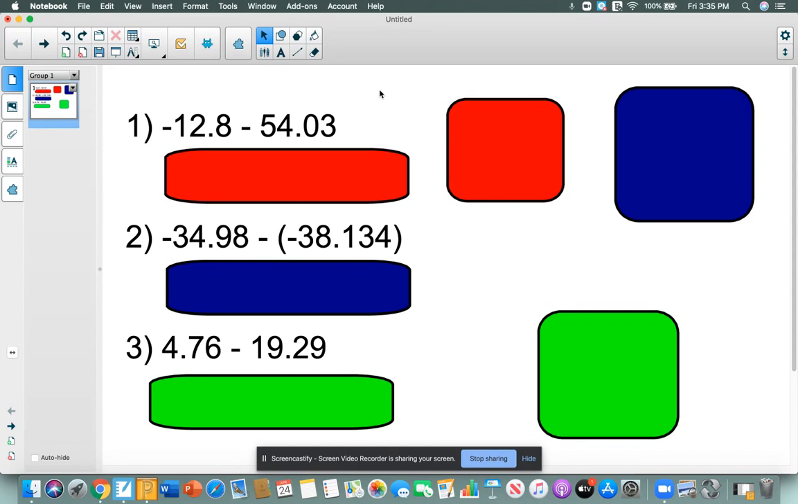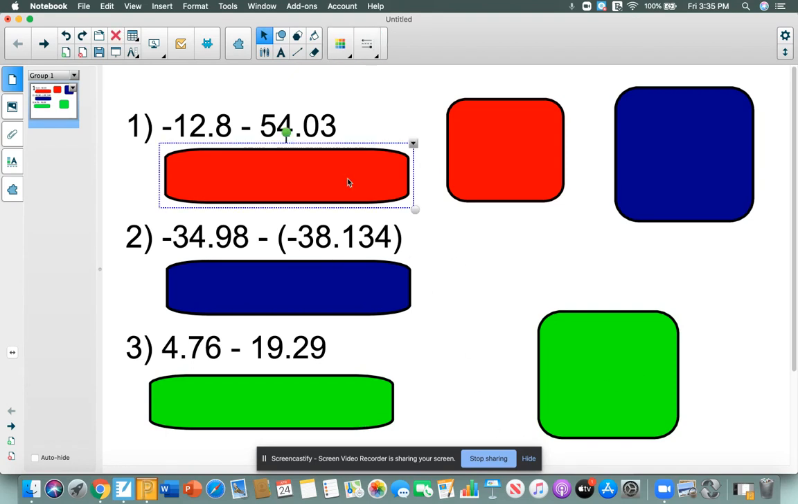Just like we did with integers, you're always going to do keep, change, change. You're going to keep the first number the way it is. You change subtraction to addition, and you take the opposite of the second number, and whatever that opposite is, you write that down. So if you notice, I have red, that's number 1, blue is number 2, green is number 3.